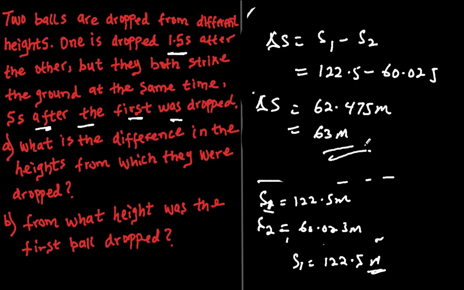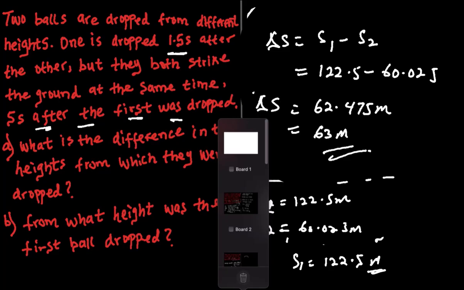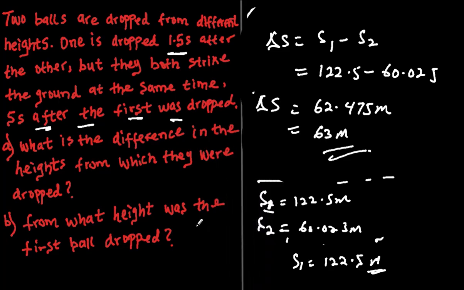Then for the second question, it says, from what height was the first ball dropped? So we've indirectly calculated the height from which the first ball was dropped, and it is 122.5 meters. I hope that makes sense to you. I think that is all the questions that we have for you.